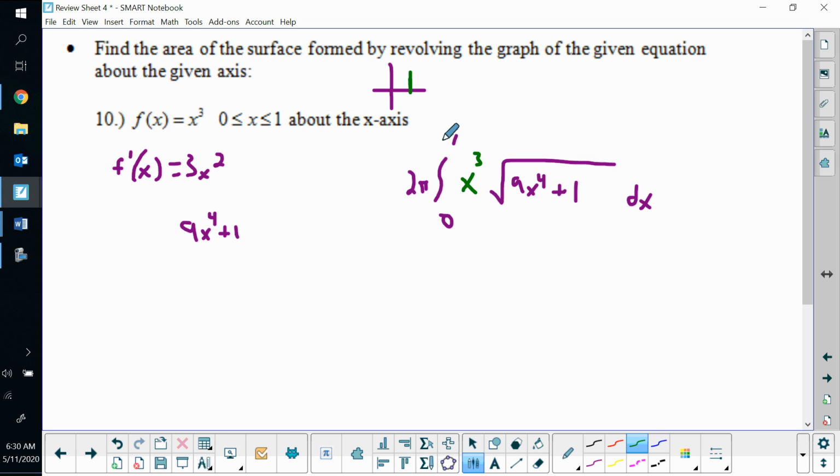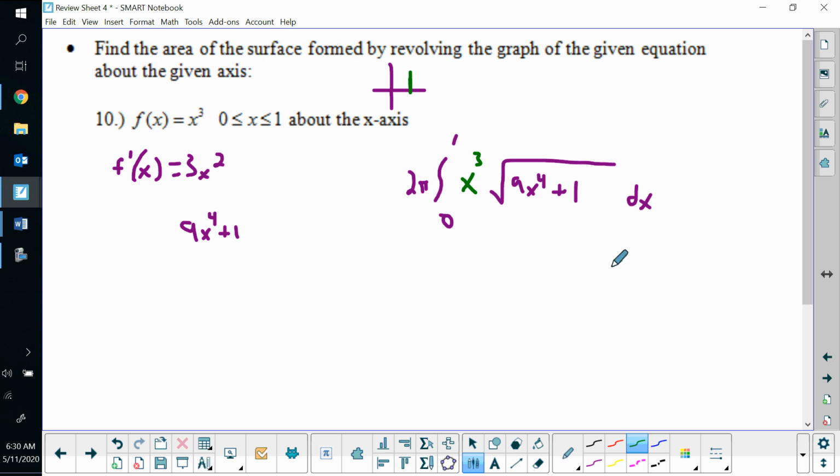Another way you can think of it to get the radius is, okay, this length here, we've got to do top minus bottom. The top edge will be whatever this function is, and the bottom edge will be the x-axis, which is y equals 0. So it's kind of like we have an x cubed minus 0. You could think of it that way too.